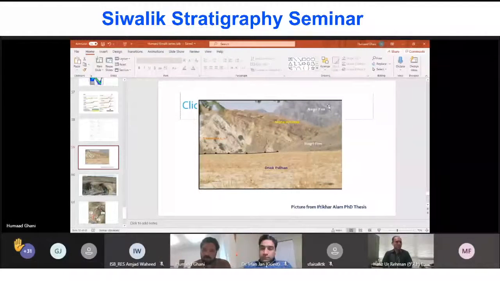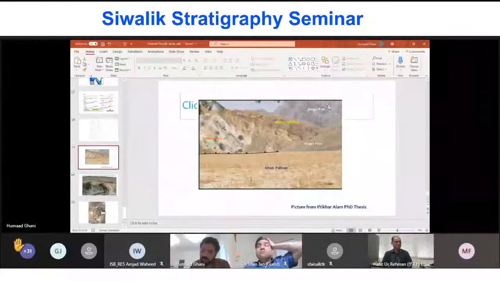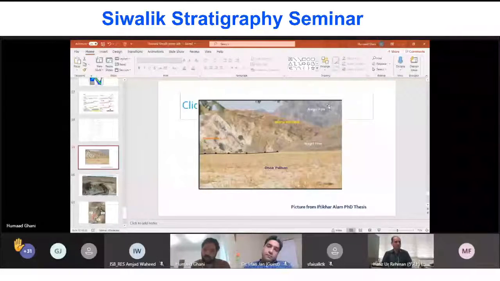This is something Burbank did in the Salt Range. They collected Tobra granites from the younger strata of the unconformity, which showed that the Salt Range was uplifted around 5 million years ago. So in this chronology, I came out with that.